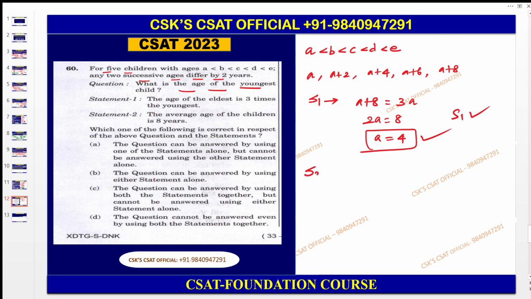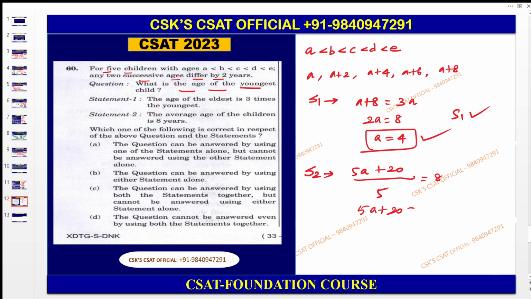So let's take statement number 2. The average age of the children is 8 years. So total how many children are there? 5 children are there. How many A's are there? 5 A's are there. Add up that one: 10, 20, right? Plus 20, which is equal to, they have provided 8 years. Cross multiply.